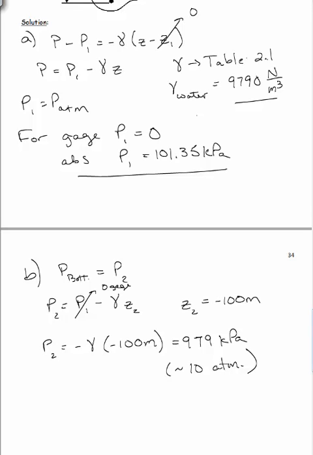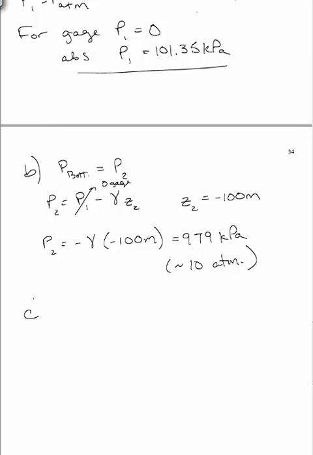Goes up pretty fast in water because water is pretty heavy. All right, part C, this is the trickier part of it. So you're trying to find how P changes with the scuba diver going up or down. So what you're looking for is a rate. And a rate is a derivative with respect to time, right? So let's write this equation.